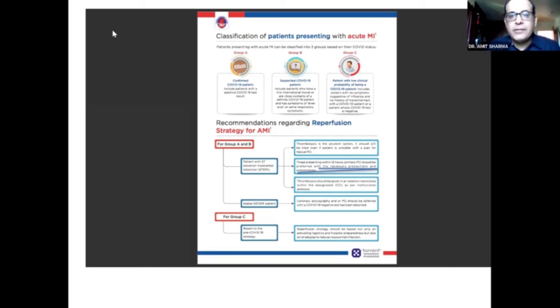Group C, as I told you, is a patient with a very low clinical probability. He should get a primary PTCA, as is advised in all patients that you take for interventions in acute MIs. So group C, you would definitely look at that.